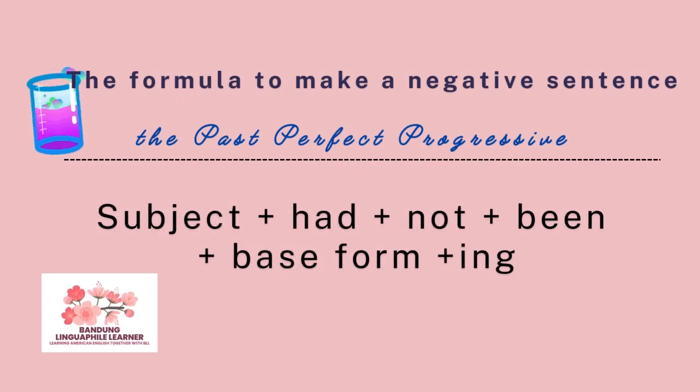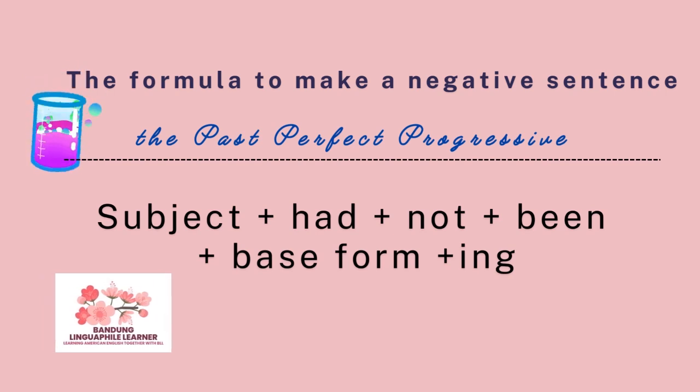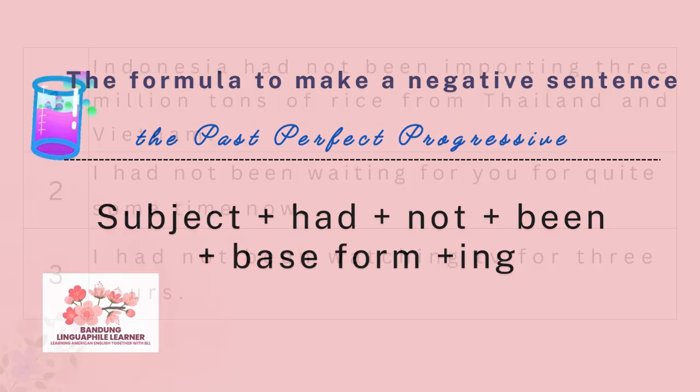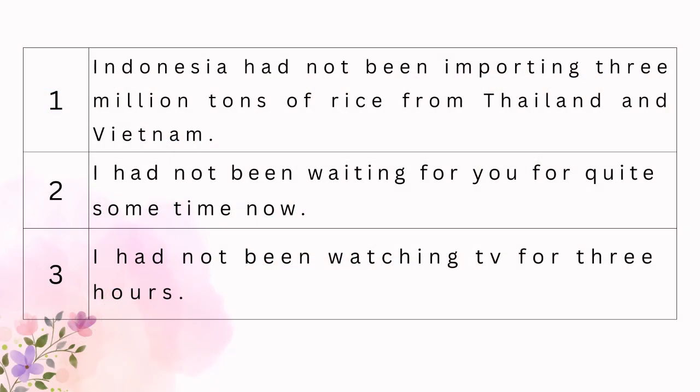The formula to make a negative sentence using the past perfect progressive: subject plus had plus not plus been plus base form plus ing. For example, number 1. Indonesia had not been importing 3 million tons of rice from Thailand and Vietnam. Number 2. I had not been waiting for you for quite some time now. Number 3. I had not been watching TV for 3 hours.